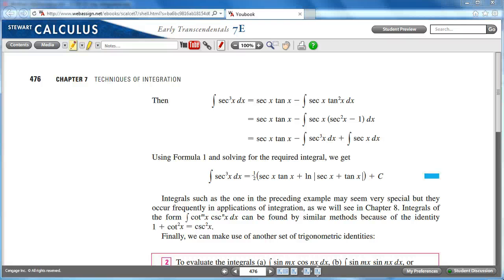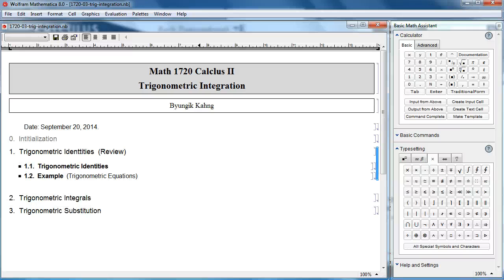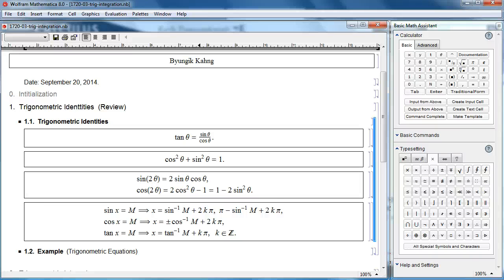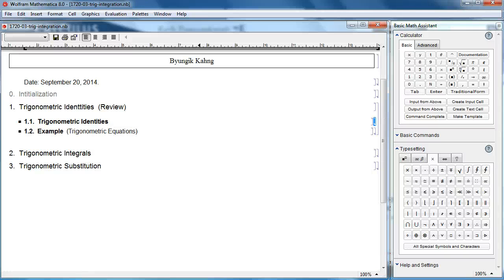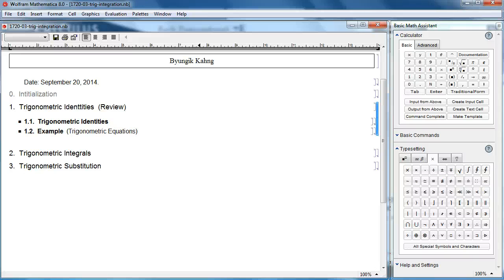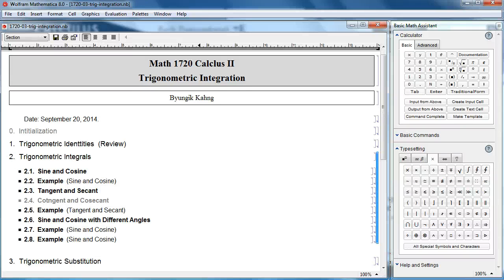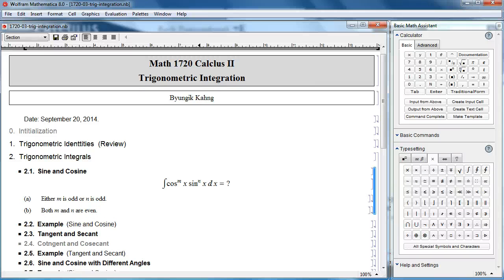So let's go over to this section using the Mathematica notebook I wrote, and here they are. Okay, by the way, in this Mathematica notebook I included some review version of it, some trig identities and example problems here. So if you need some review on trigonometric functions, here's a good section, and I'm going to leave this section 1 to the students. Let's move on to the first type, sine and cosine.